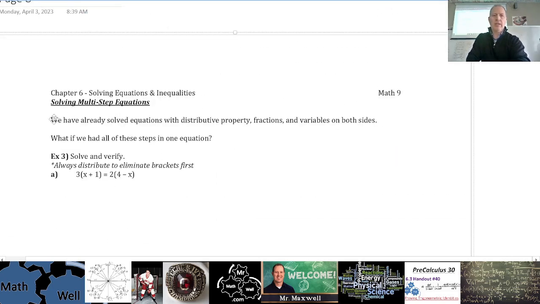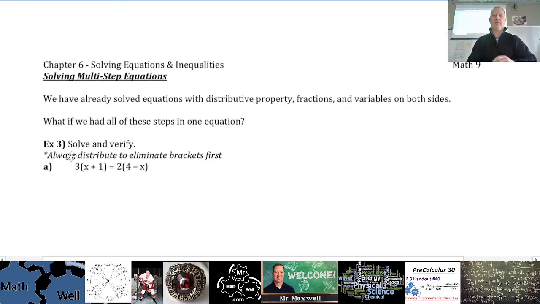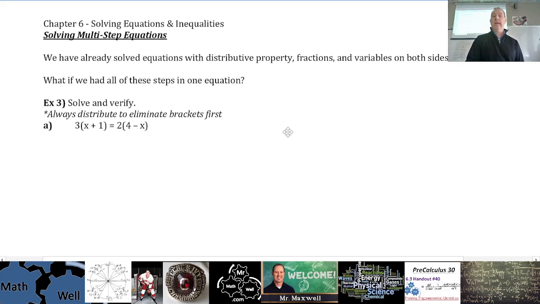So solving multi-step equations. We've done this already before. We've already solved equations using the distributive property. We've already done fractions before. We've already done variables on both sides. So if we had to do all these in one equation, should be no problem. Okay? Should be no problem.